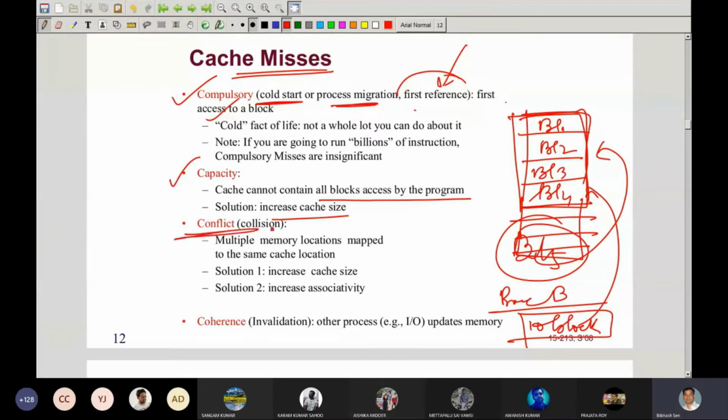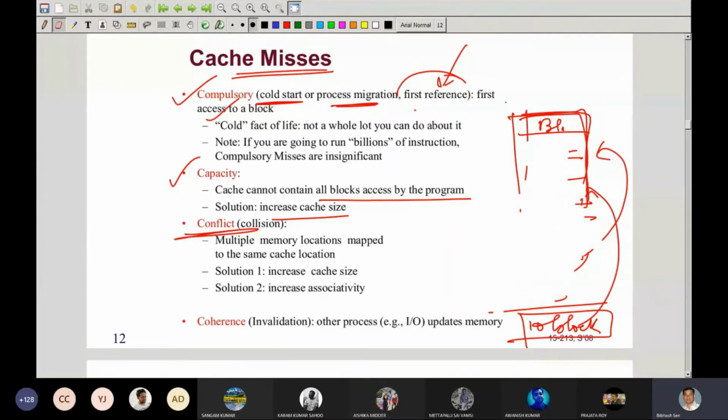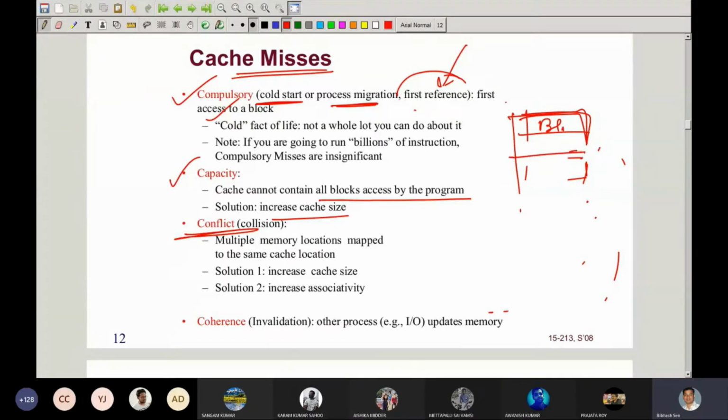Conflict misses and capacity misses are very important parameters. Just remember that conflict misses happen due to the mapping policy. Conflict misses occur even when cache space is free. We have considered that the page where it will be loaded is determined by the page number modulus the total number of cache blocks.